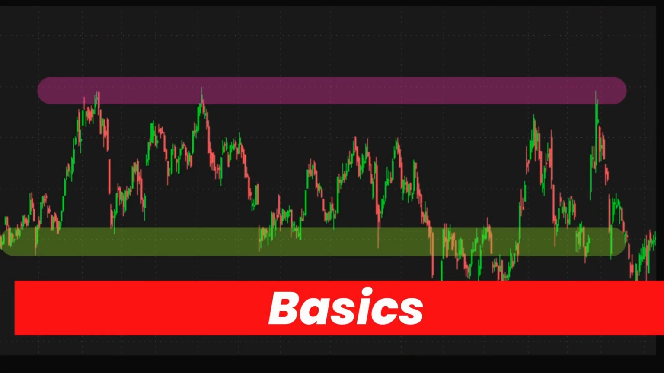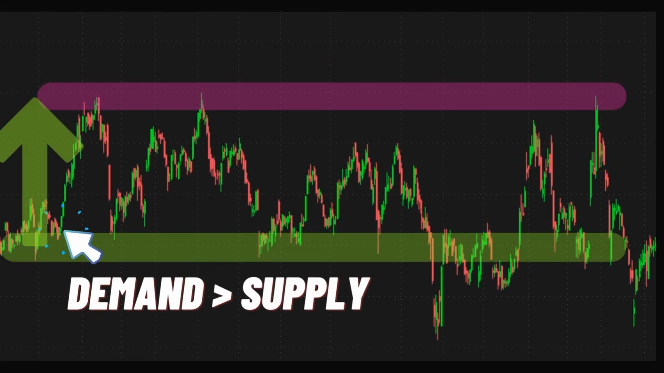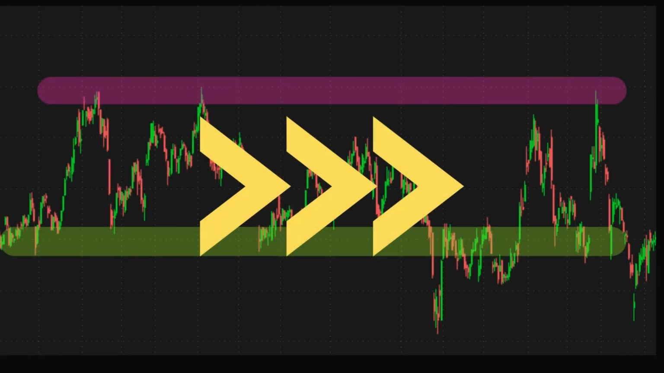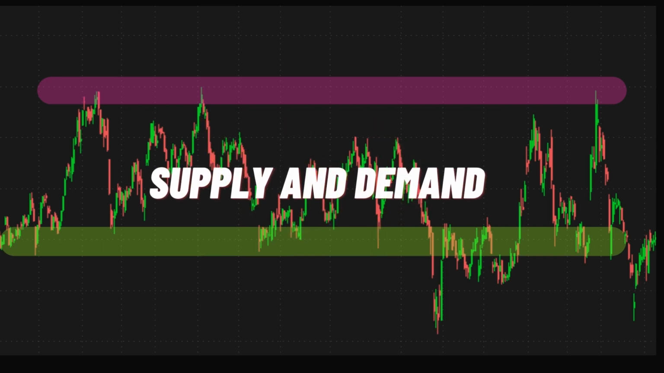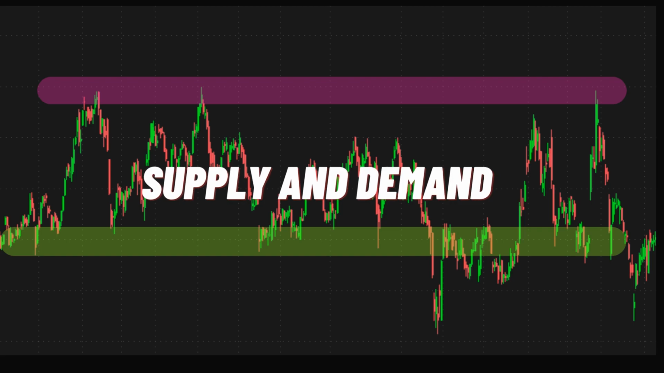The basics of support and resistance levels or supply and demand. Prices move because of supply and demand. When demand is greater than supply, prices rise. When supply is greater than demand, prices fall. Sometimes, prices will move sideways as both supply and demand are in equilibrium. Like many concepts in technical analysis, the explanation and rationale behind technical concepts are relatively easy, but mastery in their application often takes years of practice.